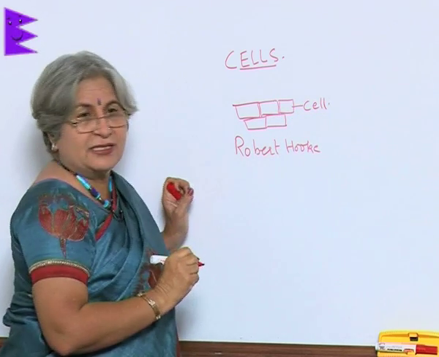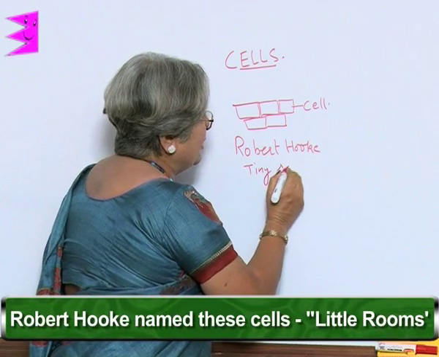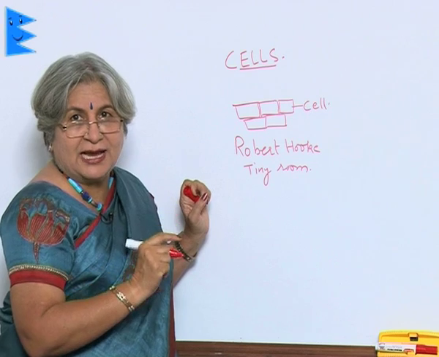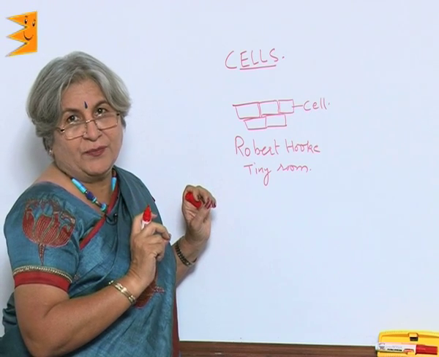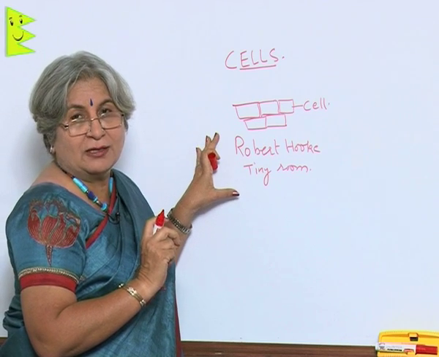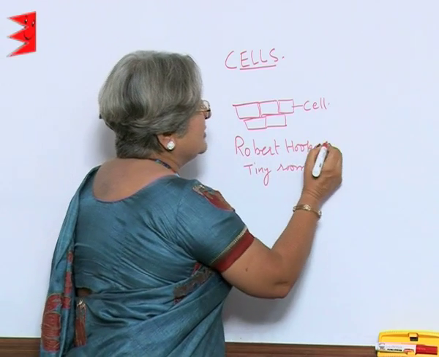The meaning of a cell is a tiny room. You know, even in the jails they say that the criminal was put in the cell, because cell only means a small room. So, the living body is made up of cells. That is what Robert Hooke told us, and that was in 1665.